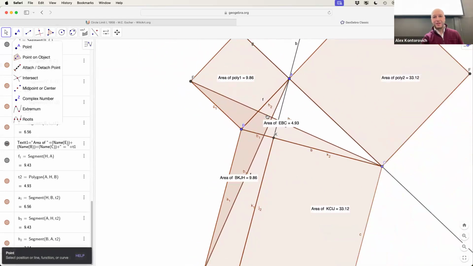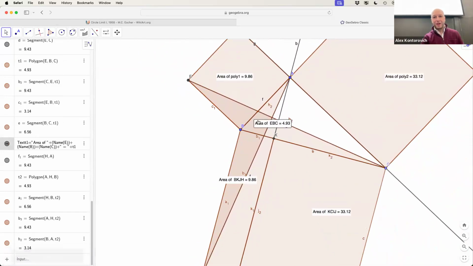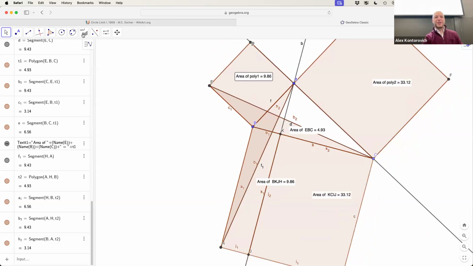Let's see, can I zoom in just on this part? So this area is the area of this triangle. This area is the area of this rectangle. I'm going to try to move things around a little bit. Okay, and this new triangle ABH, what is its area? From A to B to H, what is its area? 4.93. Why?